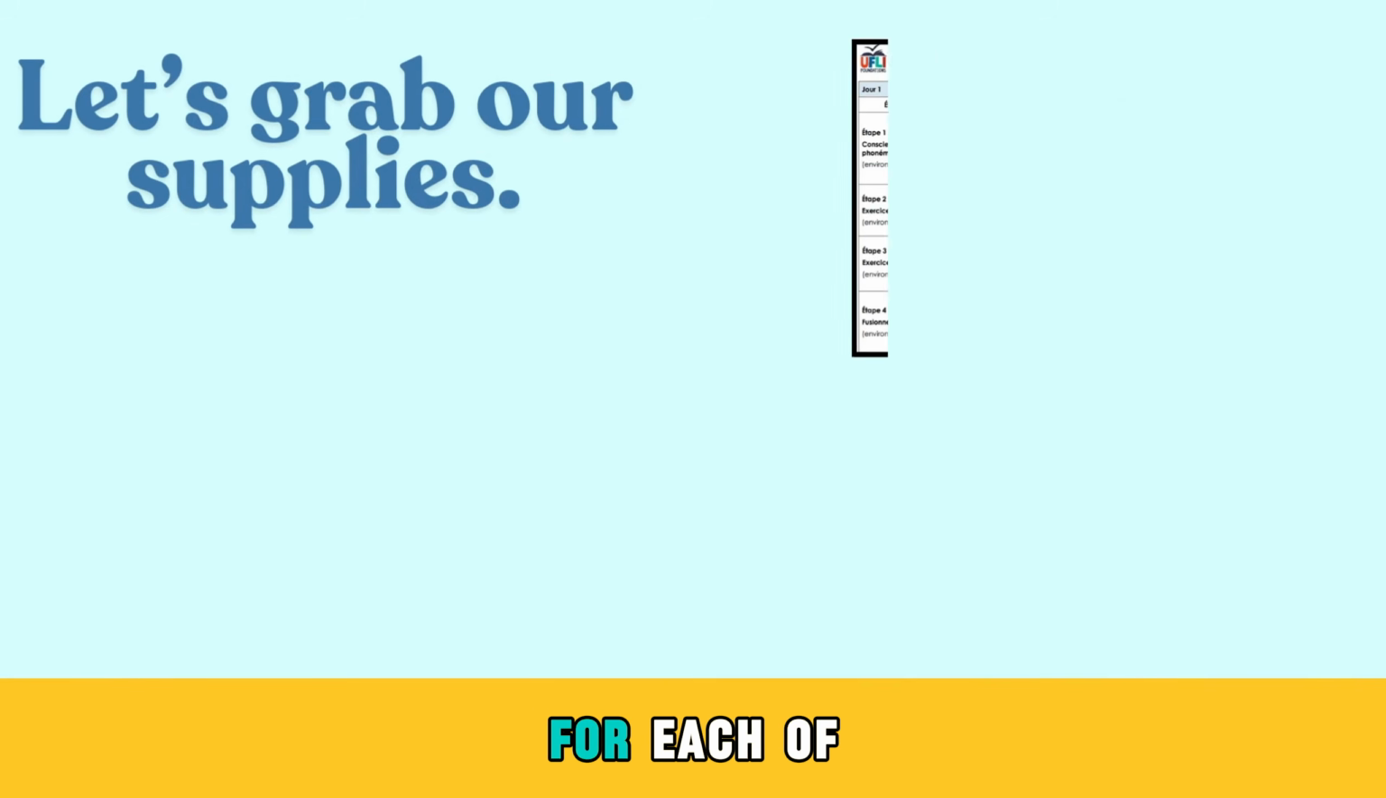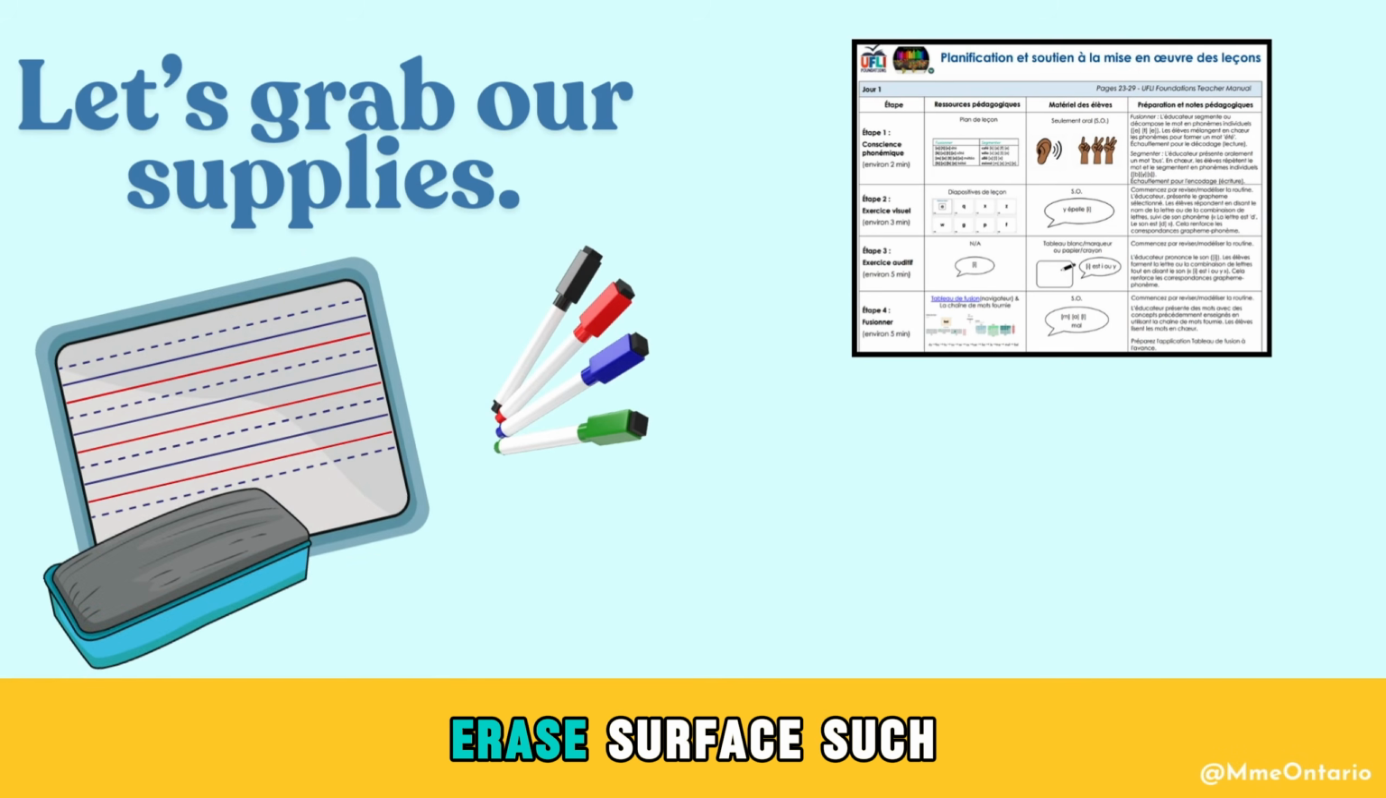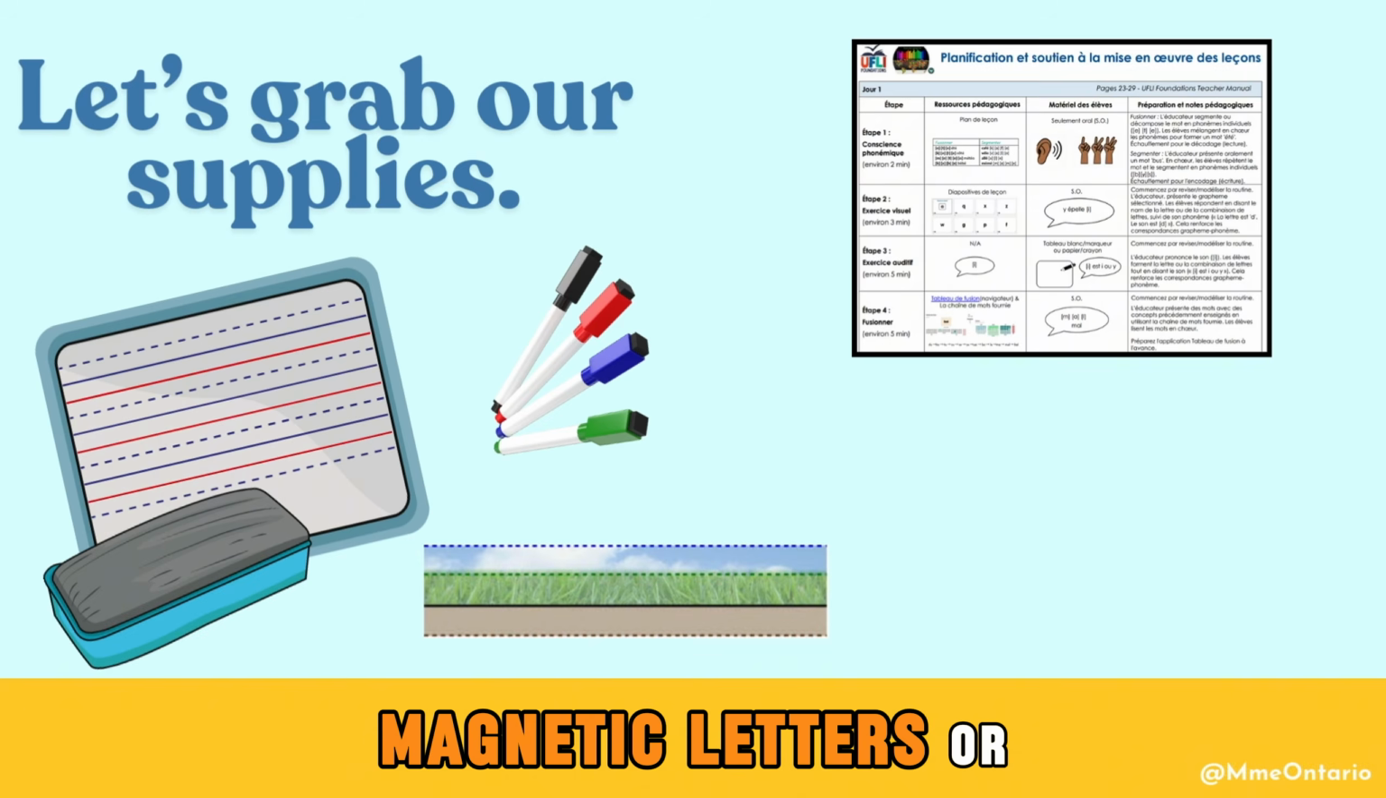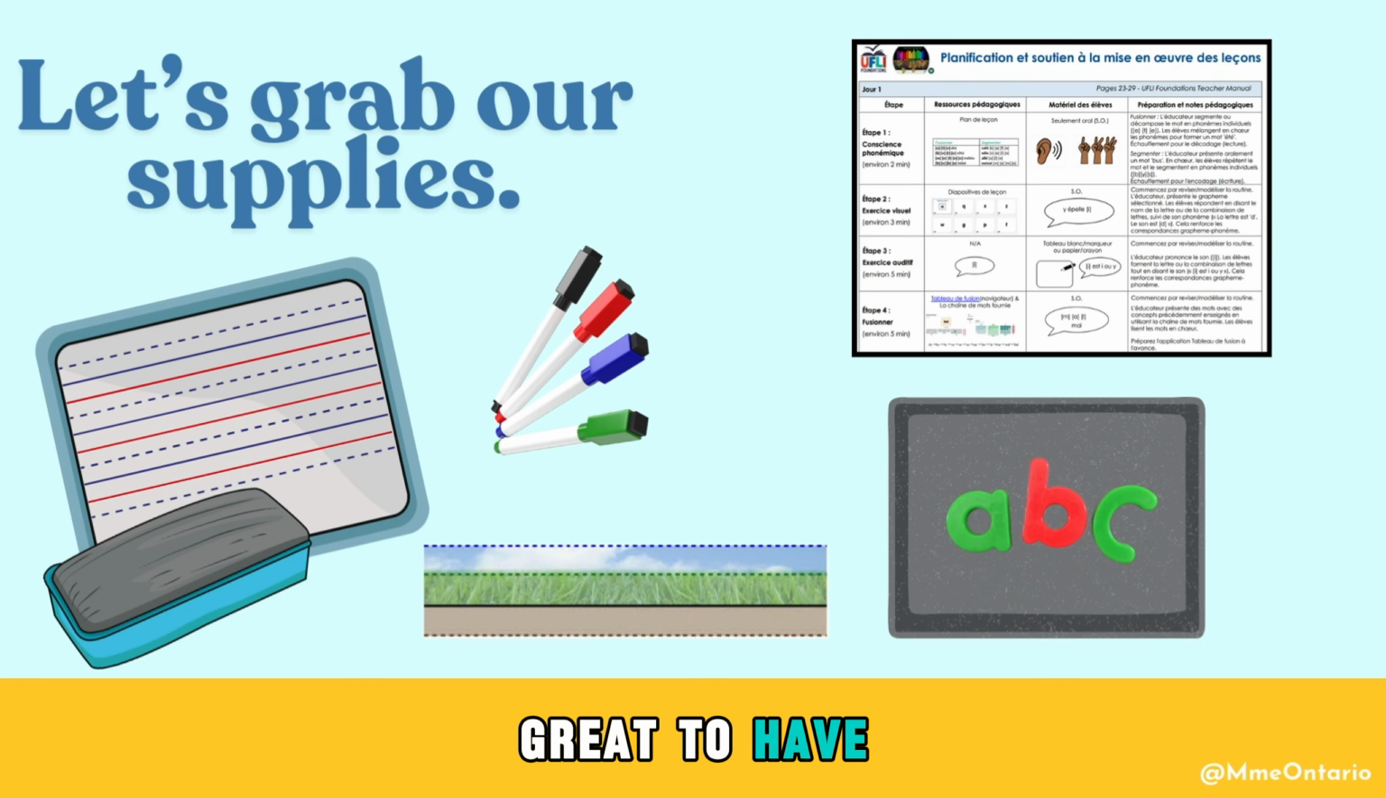Now, important things for each of your students to have is a dry erase surface such as a whiteboard or a sentence strip, dry erase markers and an eraser, and for word work, magnetic letters or letter tiles are great to have on hand, but a whiteboard and dry erase marker should work great too.